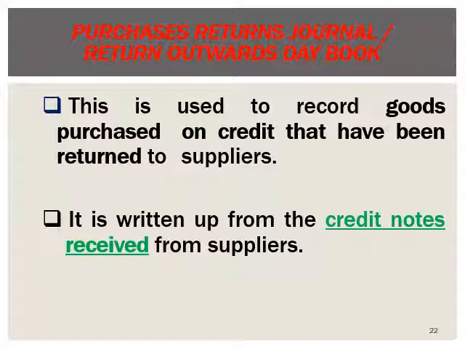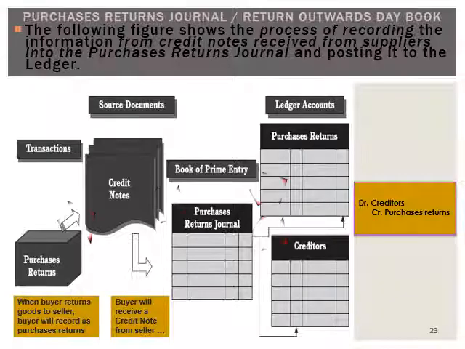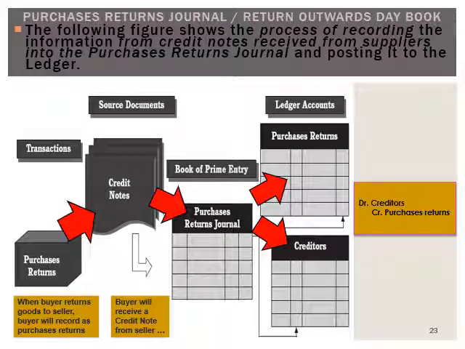Now we continue to the purchases returns journal, or the return outwards daybook. This is used to record the goods returned on credit to suppliers. It is written up from the credit notes received from suppliers as our source document. The following figure shows the process of recording the information from credit notes received from suppliers into the purchases returns journal and posting it to the ledger.